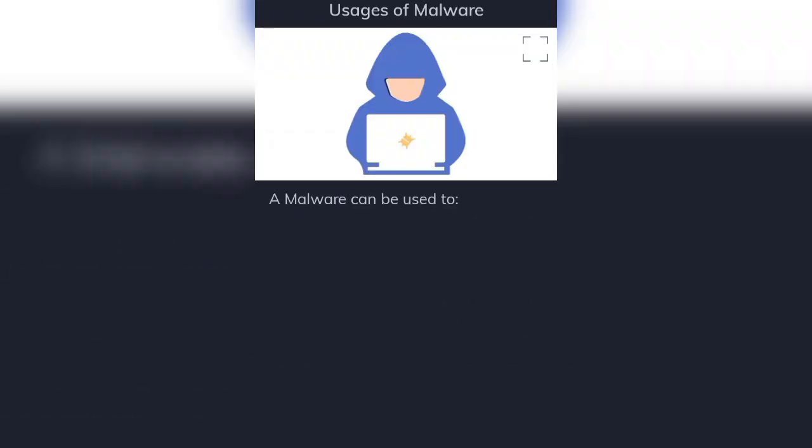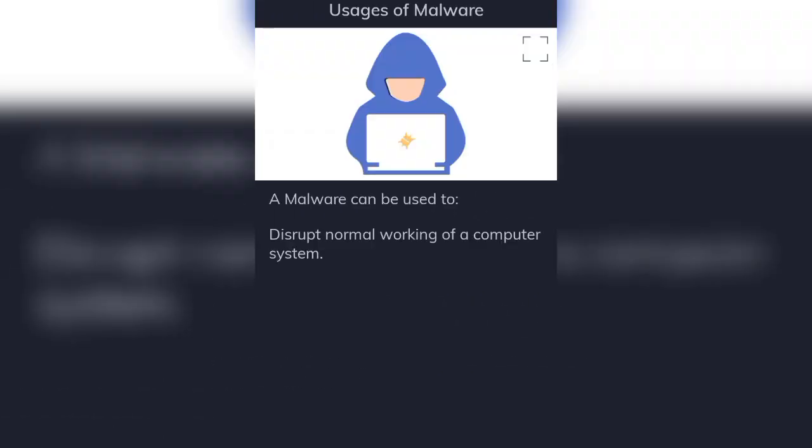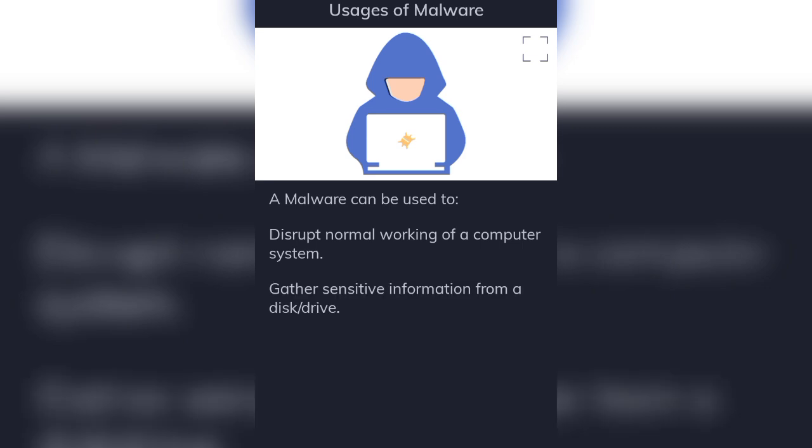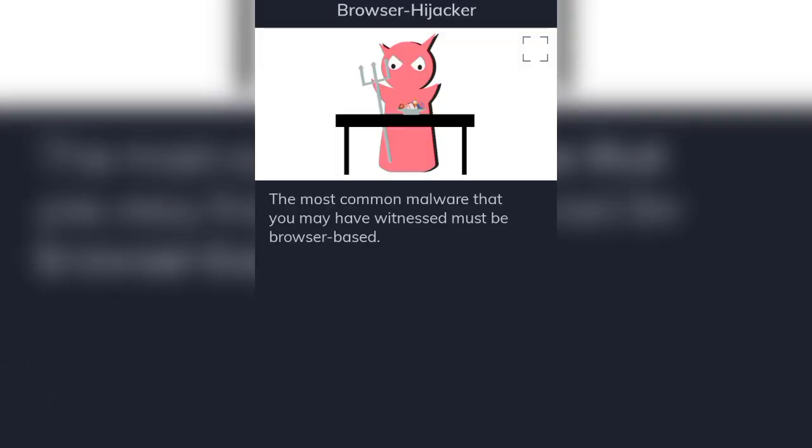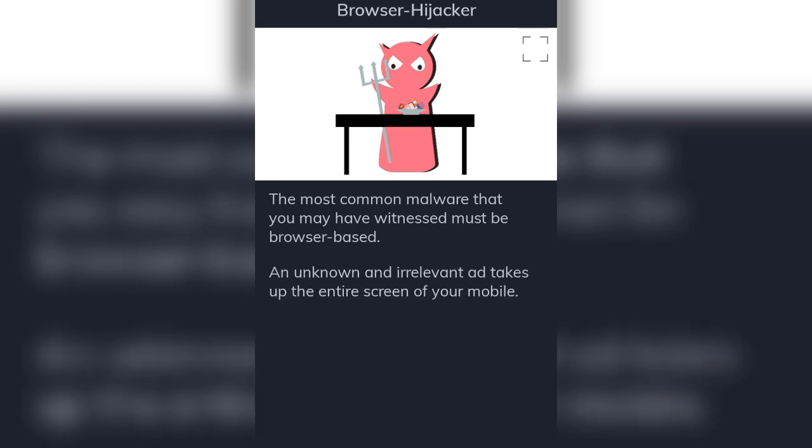A malware can be used to disrupt normal working of a computer system, gather sensitive information from a disk or drive, display unwanted ads, or access private computer systems illegally. The most common malware that you may have witnessed must be browser-based. An unknown and irrelevant ad takes up the entire screen of your mobile. Sounds familiar? Yes, that was a malware.